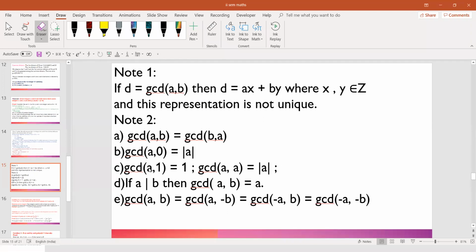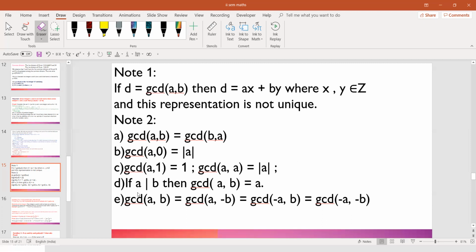And what is the GCD of any integer A and 1? The only positive divisor of 1 is 1. That is the only common divisor, so it is also the greatest. So GCD of A and 1 is always 1. And what is GCD of A and A? That is modulus of A. If A is a divisor of B, what is the greatest common divisor of A and B? That is A.